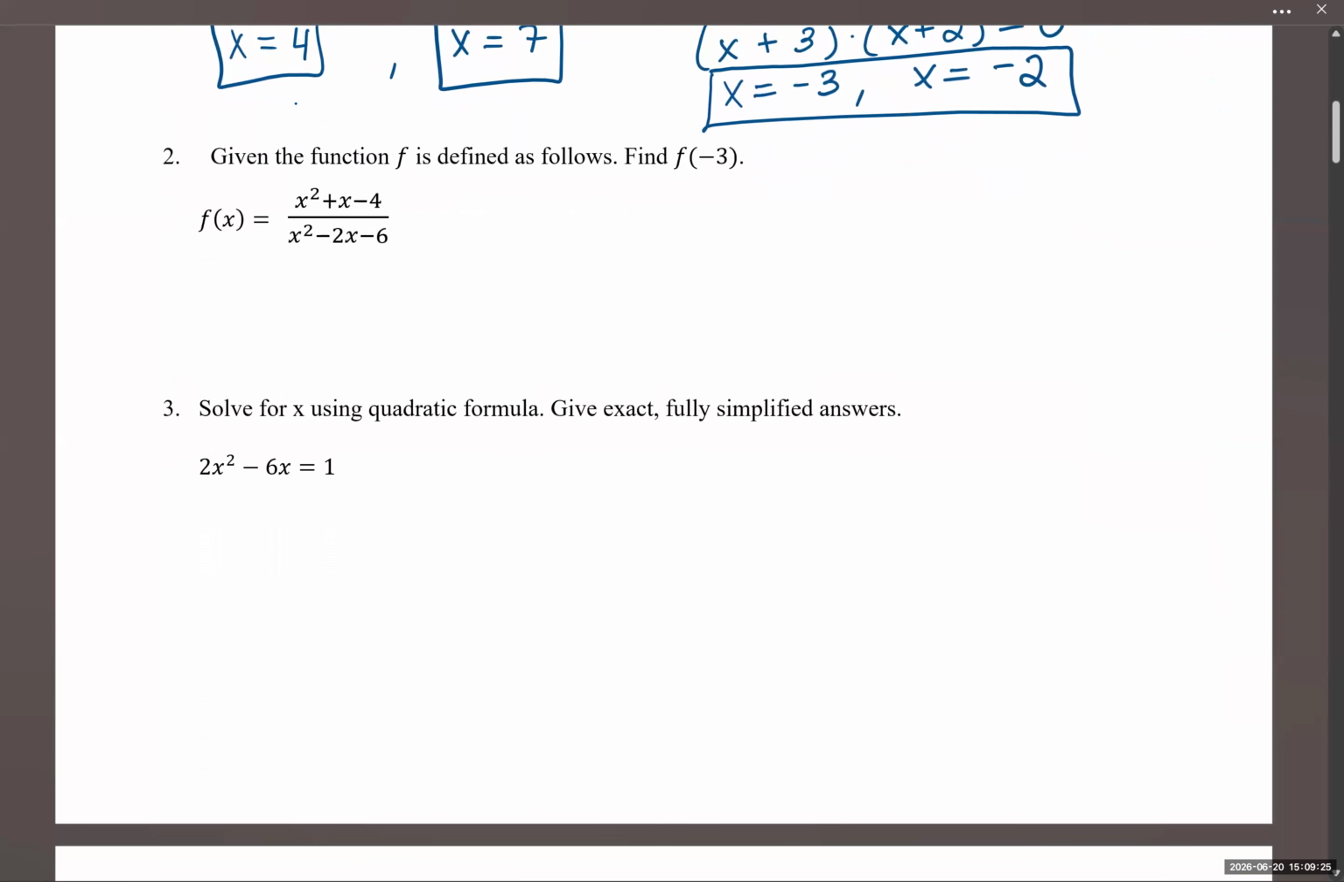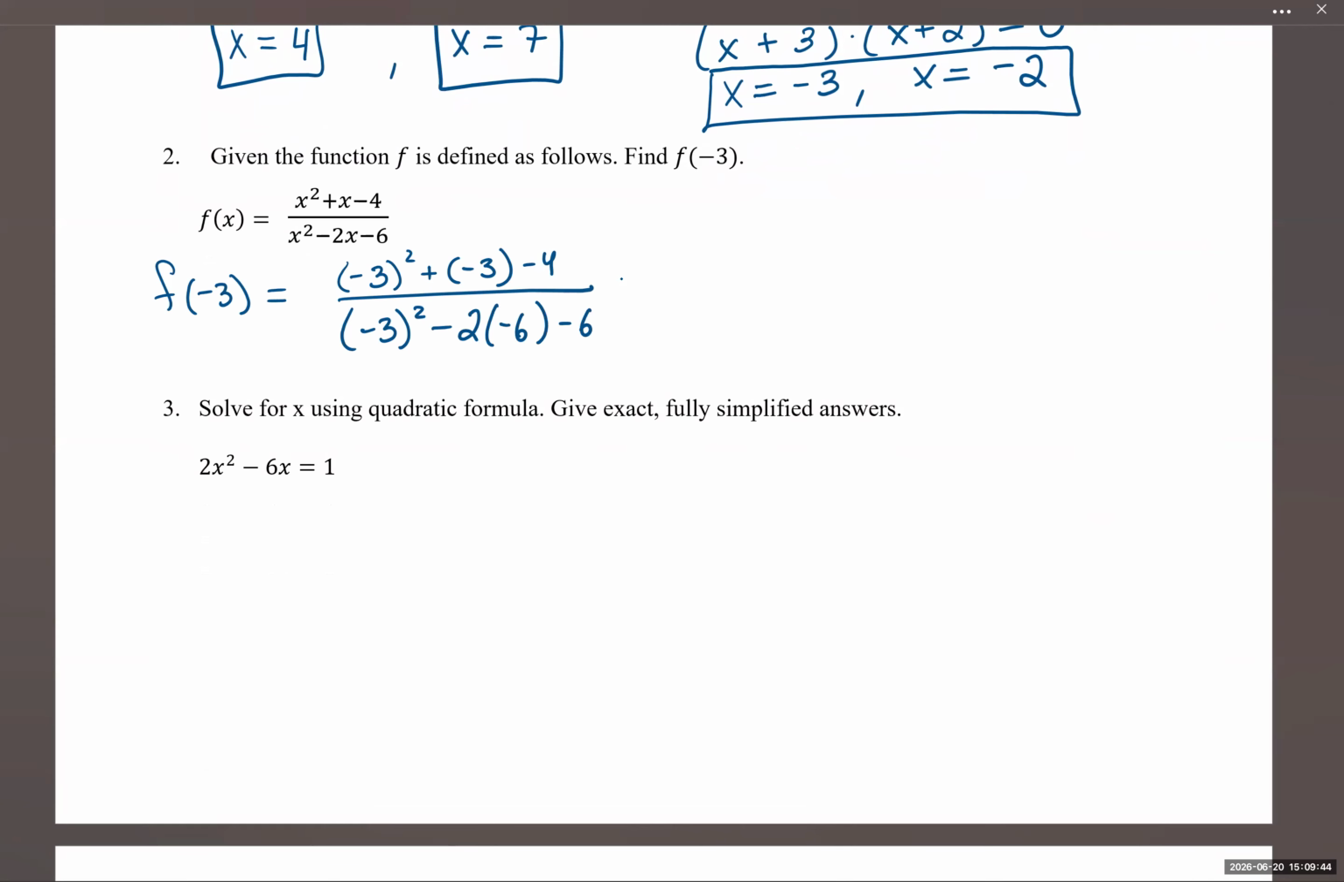Number 2, you just need to find the function value at negative 3. So all you have to do is plug in negative 3 where you see the x's. Negative 3 squared plus a negative 3 minus 4 divided by negative 3 squared minus 2 times negative 3 minus 6 equals, negative 3 squared is a positive 9. Then minus 3 minus 4, that's the top.